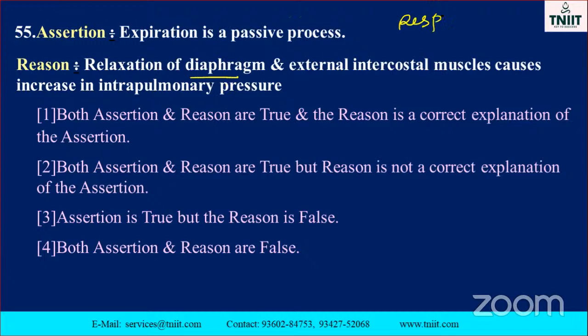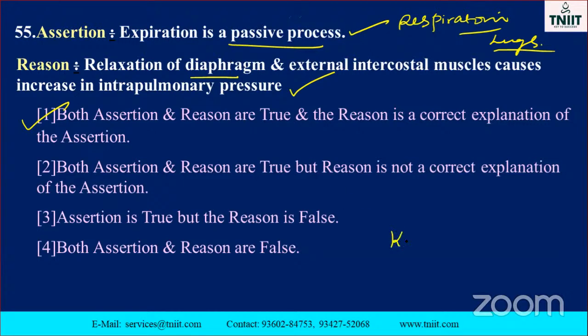Respiration. This part is called respiration. Isn't it, my dear? Lungs. You can take an example. Lungs. This part. Expiration is a passive process. It's the correct one. Relaxation of diaphragm, the external intercostal muscles causes the increase in the intrapulmonary pressure. It is also a correct explanation. So the answer is the first one. When the two statements, assertion and reason, are interlinked, that is correct only. You can imagine that is the key option. Key answer options.